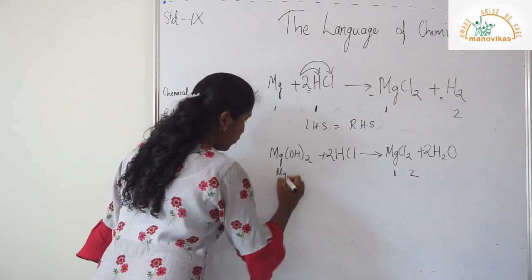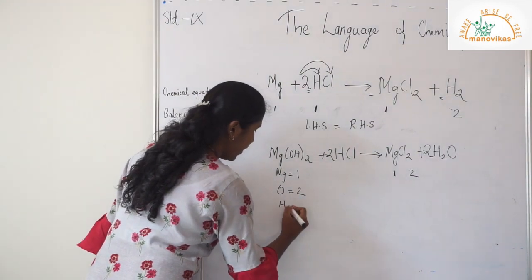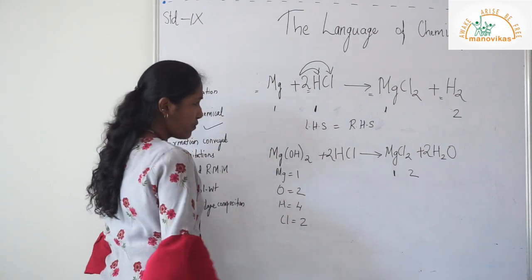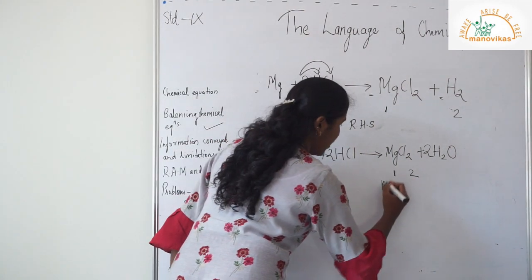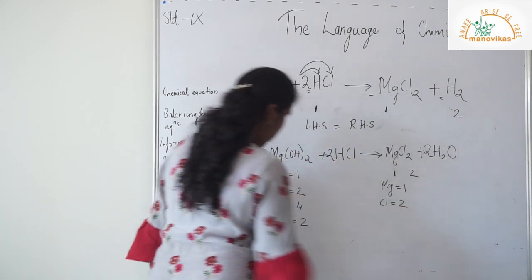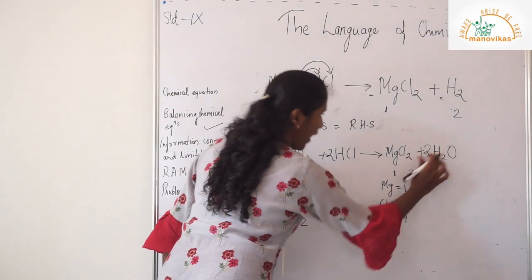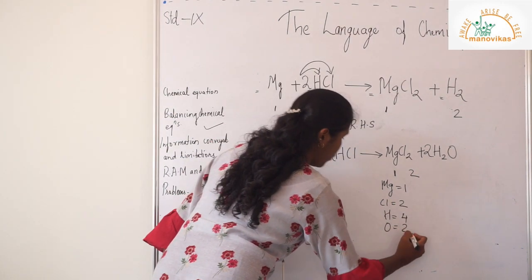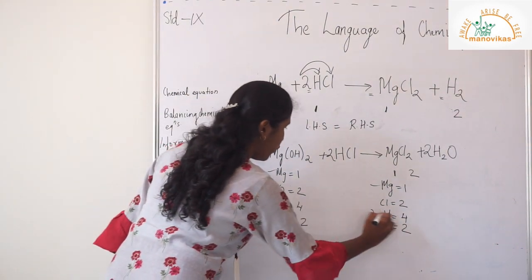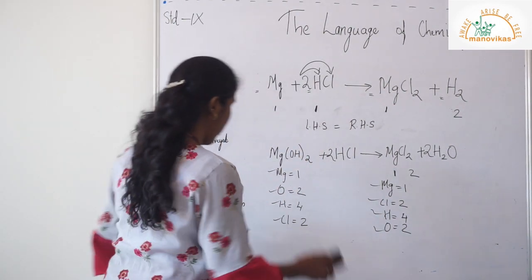So I'll just write, Mg is 1, oxygen is 2, hydrogen is 4, and chlorine is 2. To the right hand side, Mg is 1, chlorine is 2, hydrogen is 2 2s are 4 and oxygen is 2. So the equation is Mg 1, oxygen 2, hydrogen 4 and chlorine 2. So the equation is balanced. Let's go for the third equation.